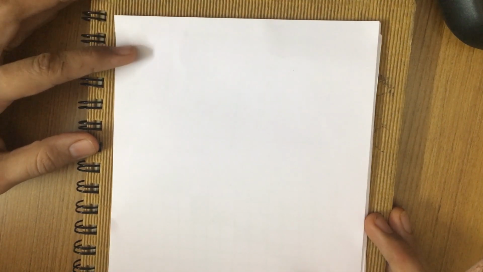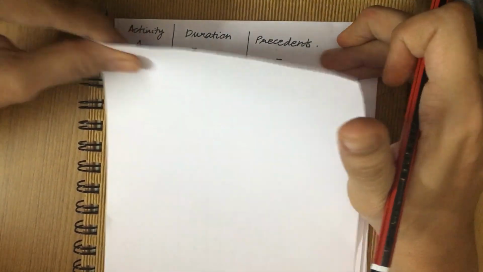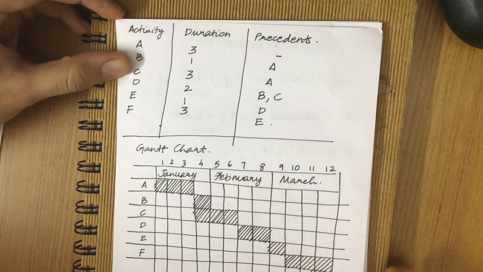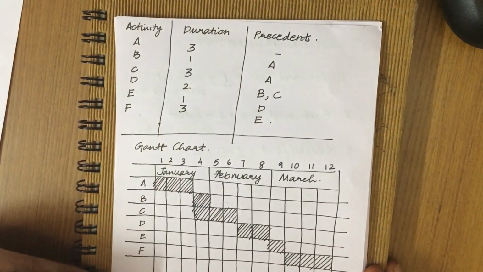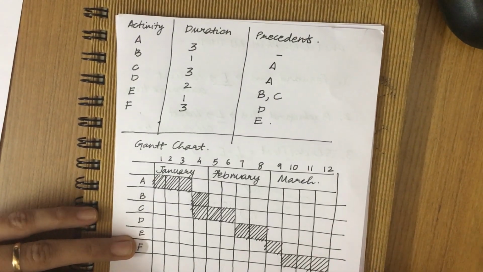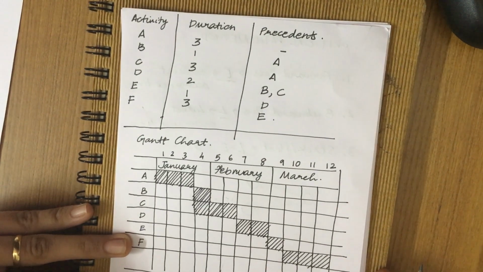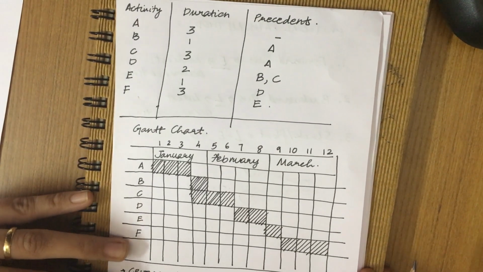Today I will teach you critical path method. Before teaching you the whole method, there are certain terminologies which I'll teach you using an example. So this is an example of a project. It has 6 activities. The duration and the precedence of the activities are given. I've made a Gantt chart to represent this project.